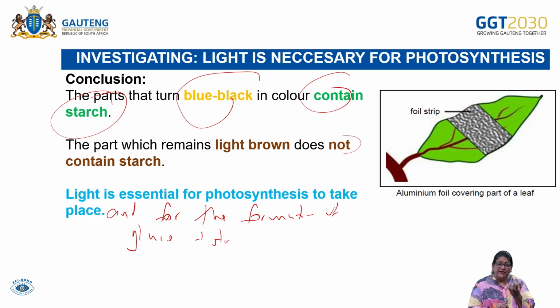And starch will be found where? In all your fruits and your vegetables, your beans, your carrots, your potatoes, everything. All food crops have starch because of photosynthesis.